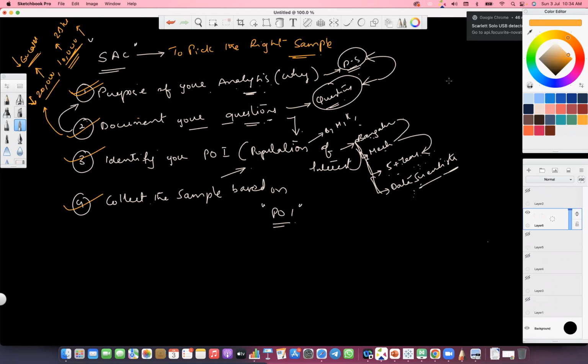Purpose: document your questions, identify your population of interest, and collect the sample. Right? So this is the way basically we do it. Now, here, if you understand, the depth of my analysis is purely dependent on these two things. If you fail at these two things, if you are very light at these two levels, the entire analysis is going to go in a wrong direction. So that's the reason this "why" is very important every time. Clear?